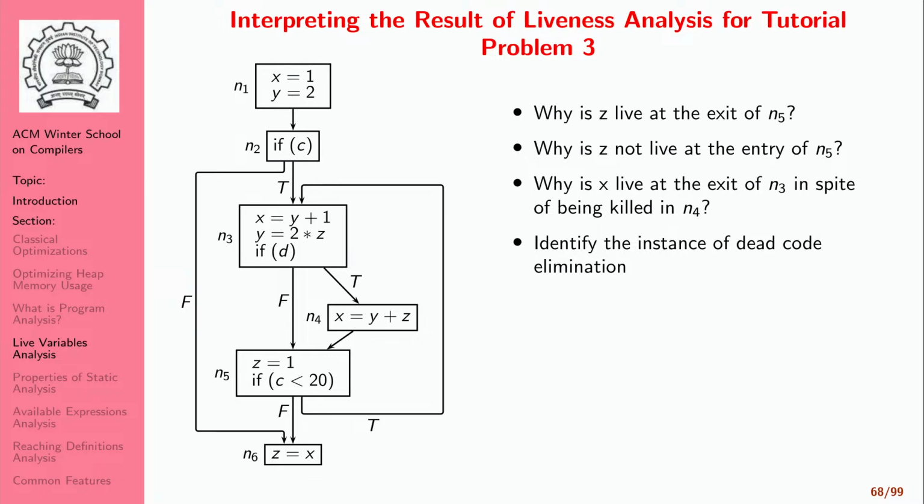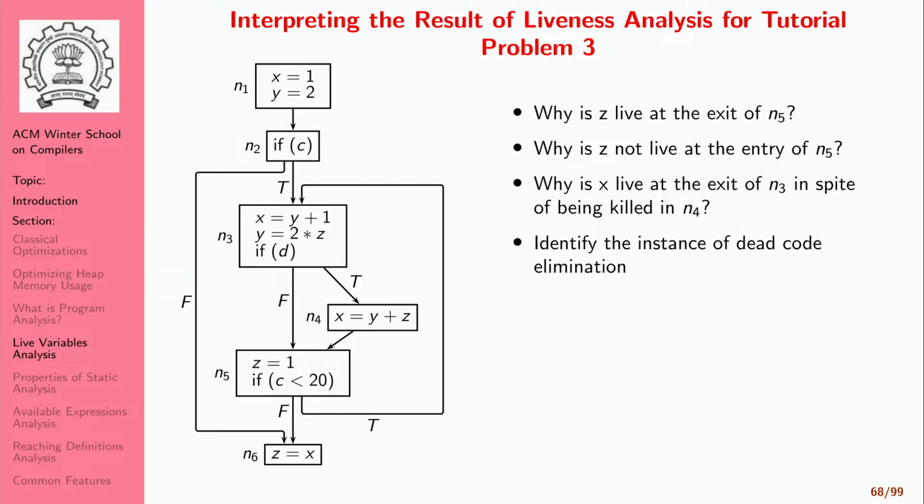So identify the instance of dead code elimination. Do you find dead code here? We have not done live variables analysis, but can you use your intuition and say that here is an assignment whose value is not required anywhere? Y is equal to 2 star z. No, this value may be required here. Z is equal to 1. Yeah, Z is equal to 1 is not required. Oh yeah, it's required here.